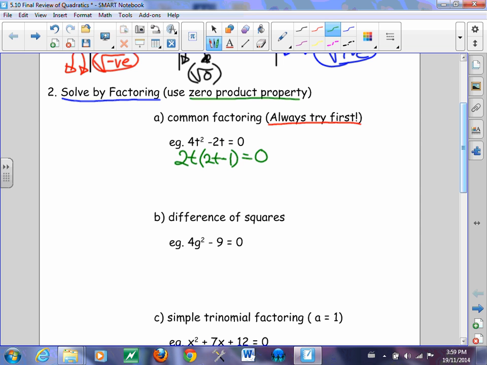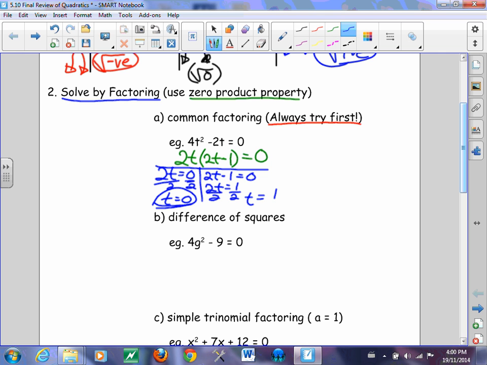Once you've got your factors done, you let each factor equal 0. So either 2t equals 0 or 2t minus 1 equals 0. To get t by itself, divide both by 2. So in this case, t equals 0. That's your one solution. And the second one, 2t equals 1. To get t by itself, divide both sides by 2. So t equals 1/2. So there's your 2 solutions, 2 roots, 2 x-intercepts.